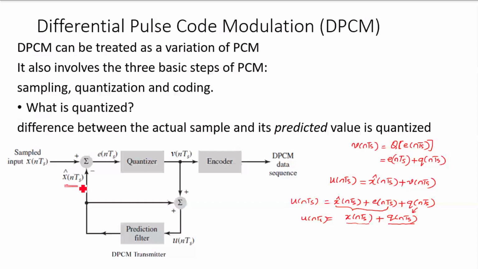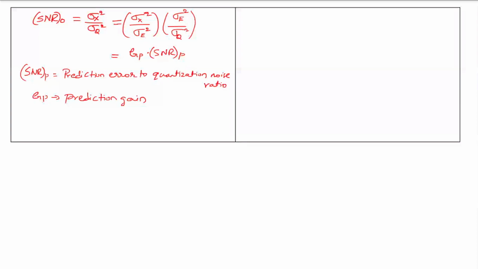Next, we have discussed the signal to noise ratio at the output of the demodulator. The signal to noise ratio at the output we can say is sigma x square divided by sigma q square, where sigma x square is the variance of the input signal, and sigma q square is the variance of the quantization error.